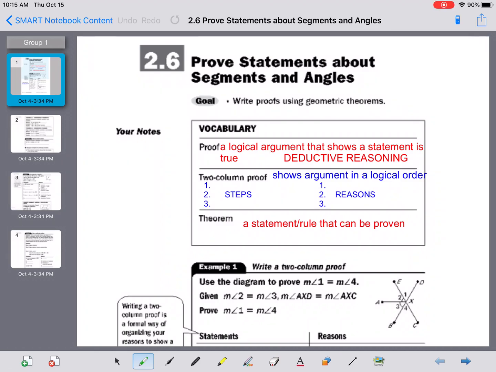All right, geometry, 2.6, proof statements about segments and angles. And I'm going to stress this word right here, proof. We're going to do a lot of proofs today. That's the biggest thing here. And I'm going to be honest, I know it's not going to be easy, okay?